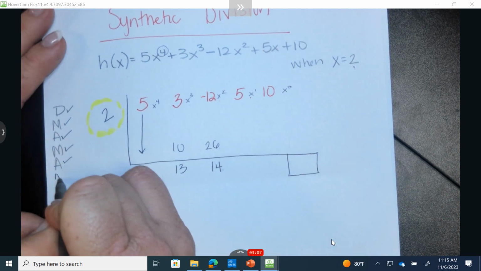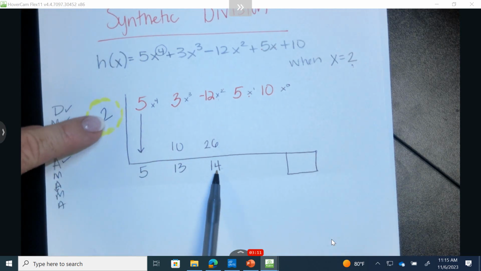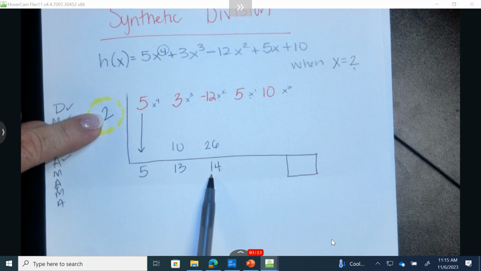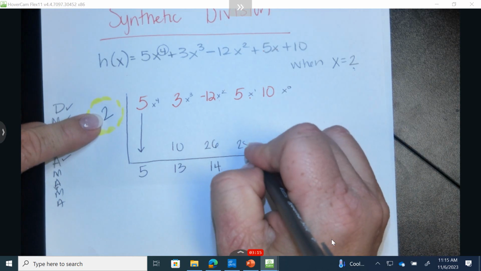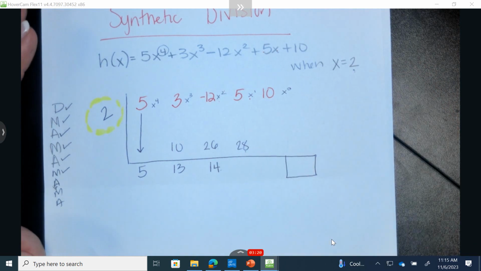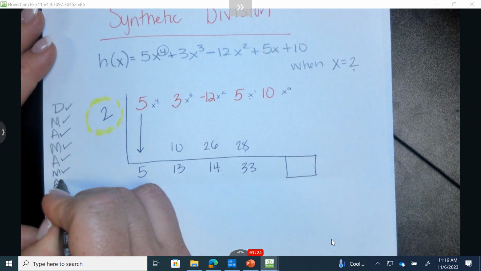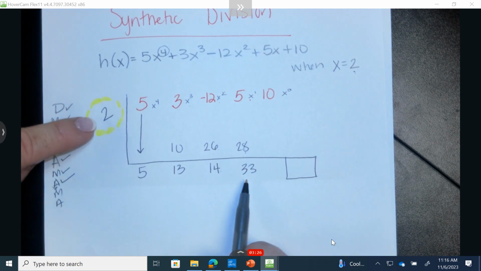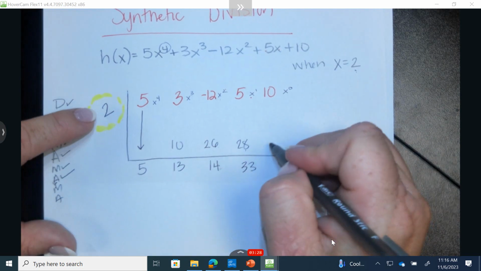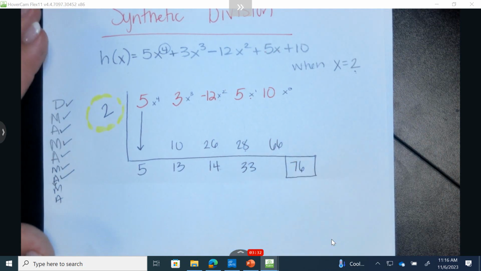So I've added down. I just keep going. M-A, M-A until we're done. Okay, when I multiply, I always come back to this number. 2 times 14 is 28. I've multiplied. Now I add down. 5 plus 28 is 33. Okay, I'm going to multiply again. 2 times 33 is 66, and I'm adding down to come up with 76.